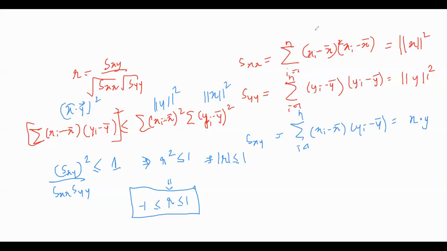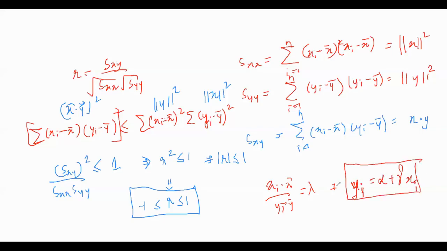And when the r is equal to 1, r square is equal to 1, if and only if this equality holds. That means (xi minus x bar) by (yi minus y bar) is equal to some lambda. That means yi is actually some linear function, alpha plus gamma of xi, for all i. So r square equals 1 if and only if the corresponding yi and xi are linear. And this is the beauty of it, okay?